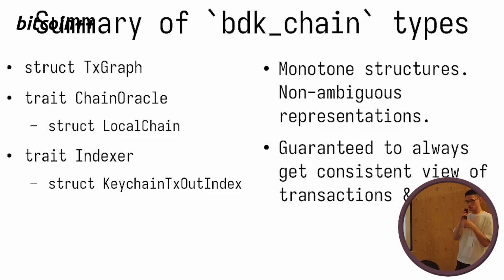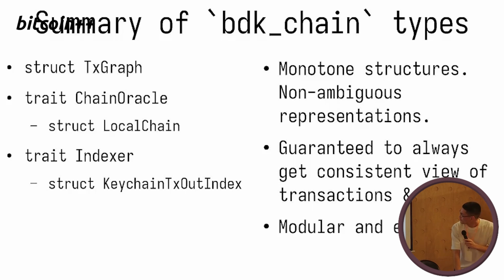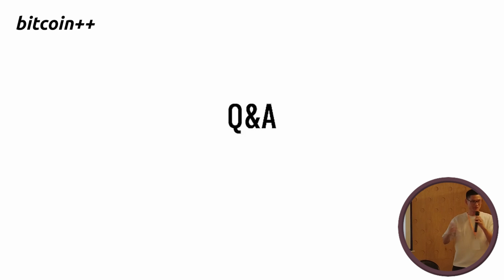And these structures are nice because they are monotone. And then also it's not ambiguous. And again, you are always guaranteed to get a consistent view of transactions, as long as the block source is reliable. This is much more extendable because of the traits. Questions?